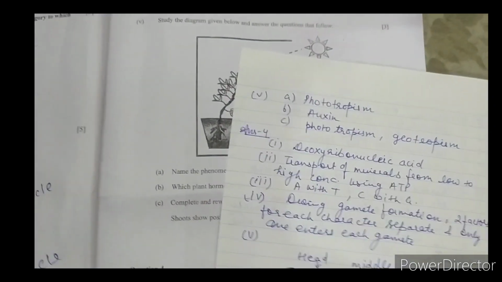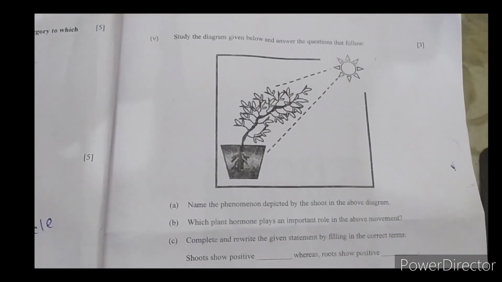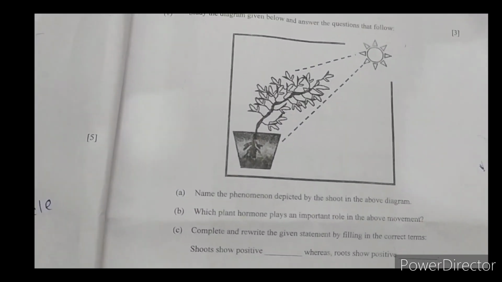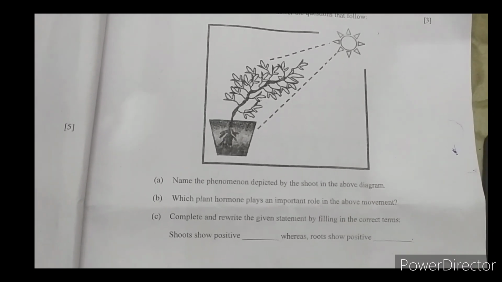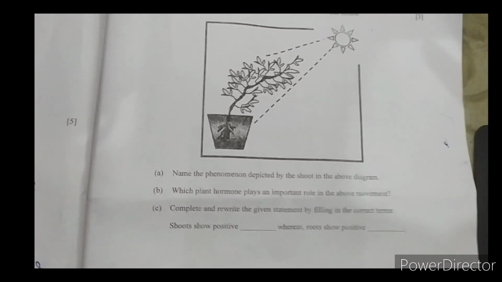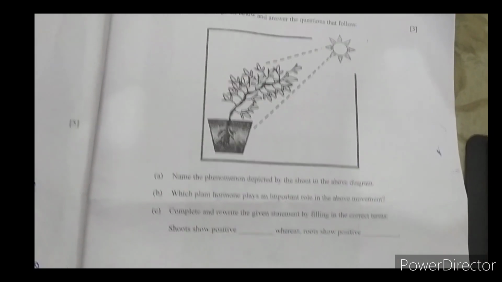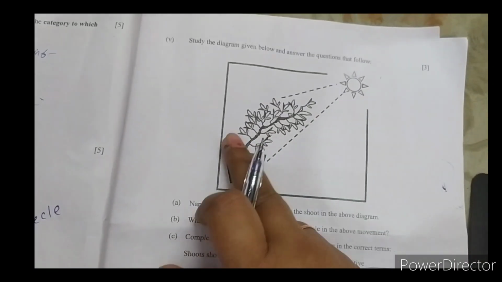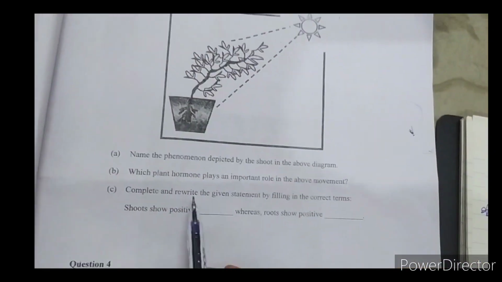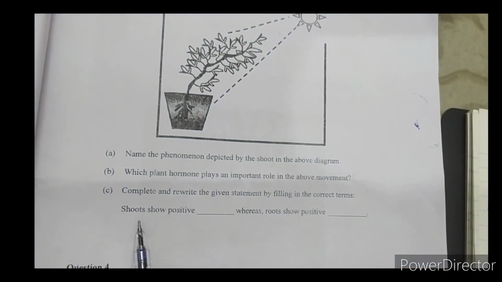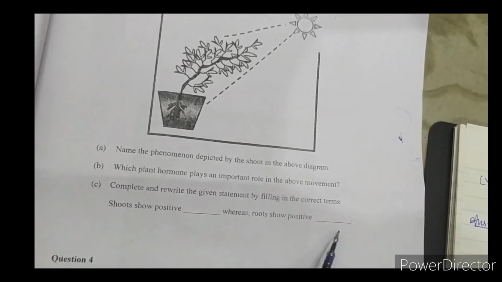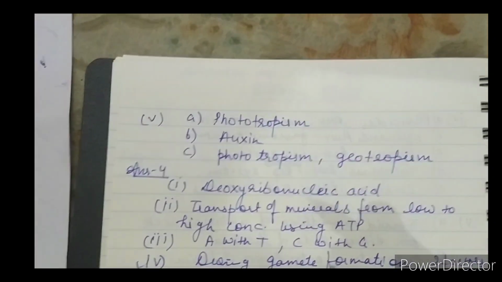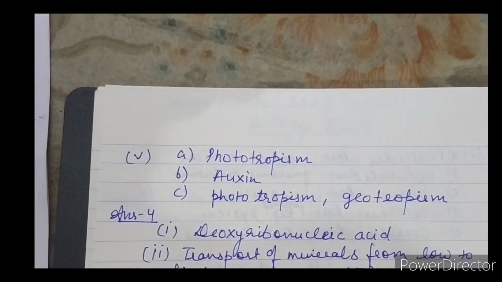Next question is a diagrammatic question in which you have been given a potted plant kept in sunlight and slightly tilted. So name the phenomenon that has been observed in the diagram, that is phototropism. Which plant hormone plays an important role? That is auxin, because more auxin is shifted to the shaded side and it promotes growth on the shaded side, and therefore this plant tilts towards the sun. So the answer is auxin. Complete the statement. Shoots show positive phototropism and roots show positive geotropism, or you can write hydrotropism. So this is the answer of question number 3, 5th part.